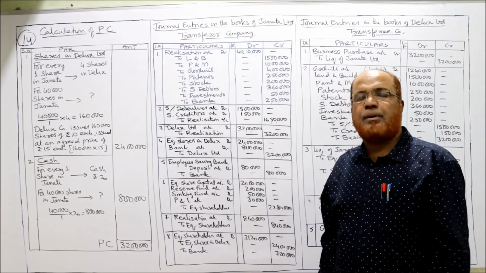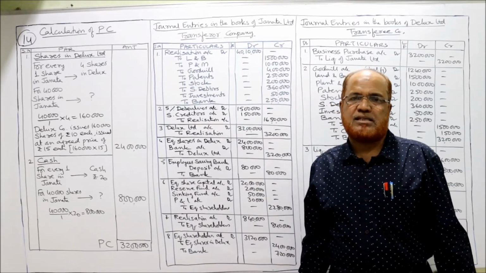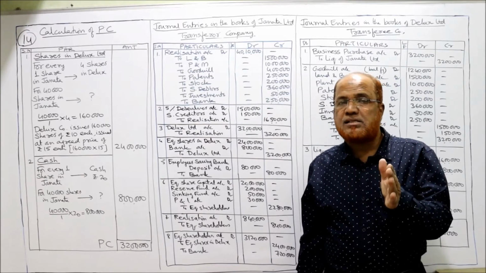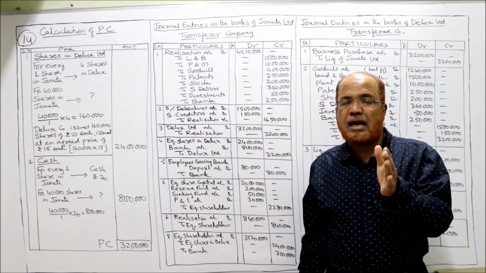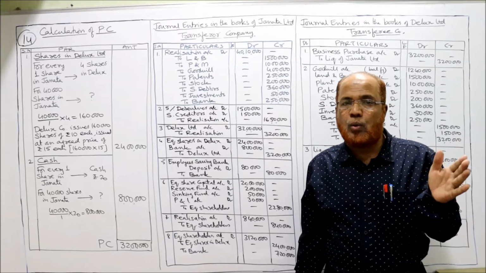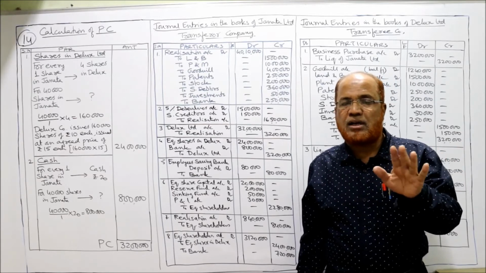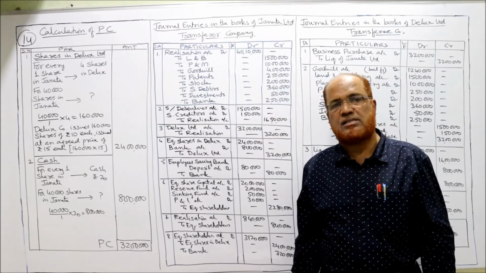Now second entry will be liabilities transferred to realization. But here in this case, transfer only those liabilities which are taken over. The liability which is not taken over should not be transferred to realization.